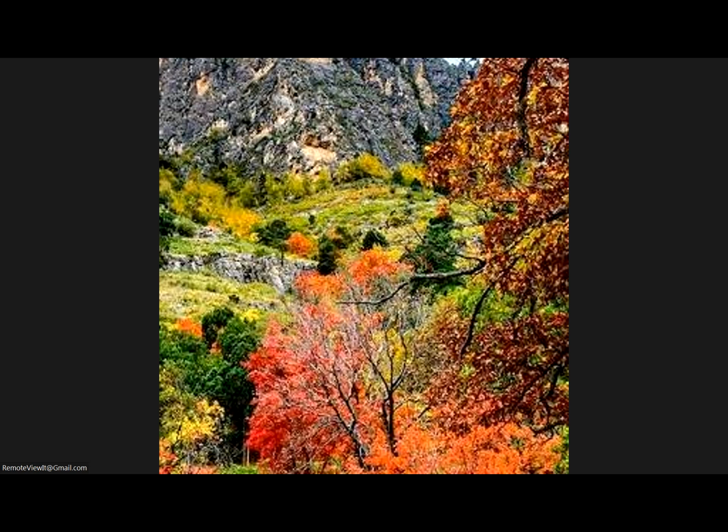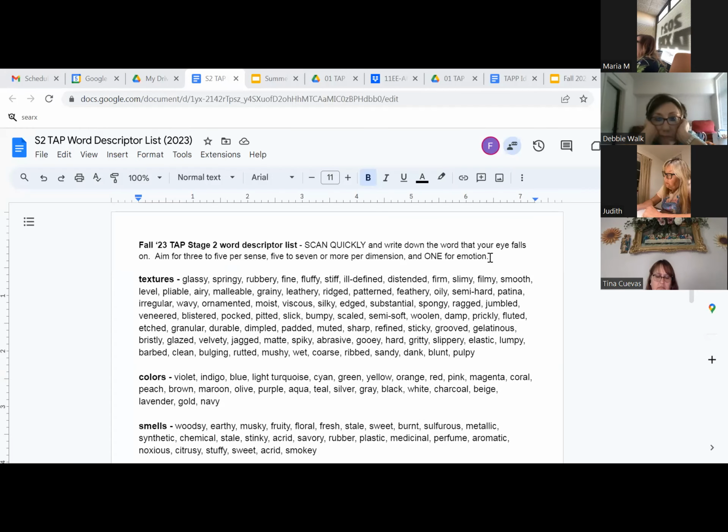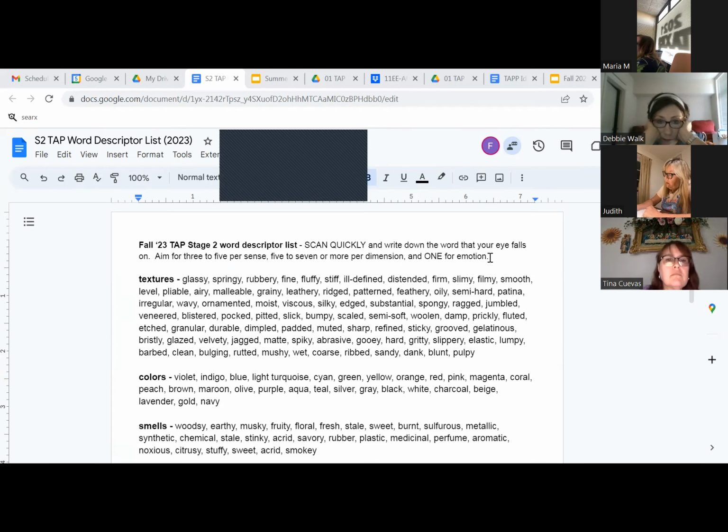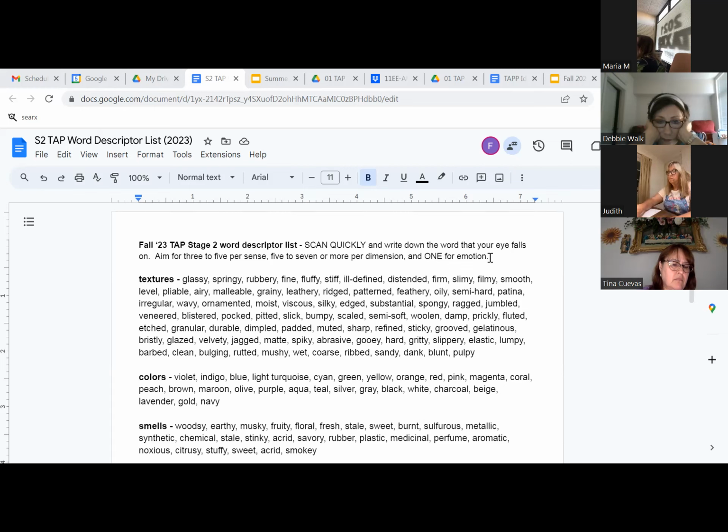This is the stage 2 TAP word descriptor list for 2023. The goal is not to always refer to it, but just keep it to the side of your remote viewing. If you're right-handed, keep it on your right hand, and if you're left-handed, keep it on the left-hand side of the page.